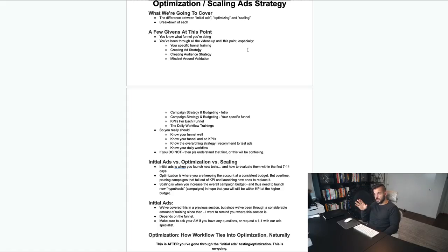Alrighty, so this is going to be on optimization, scaling, ad strategy. So we're going to talk about optimization and scaling, the differences of that, or actually the difference between initial ads, optimization, and scaling. And then we're going to break down each. I just want to make sure you're in the right place though before we get into this.